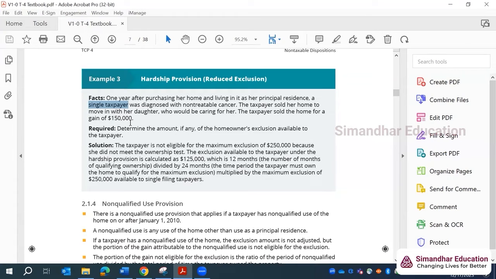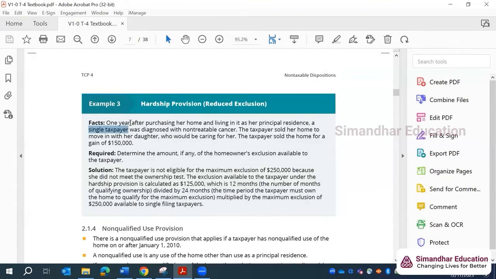If they have a gain of $150,000, will there be any gain recognition in the transaction? There will be no gain recognition because the exclusion amount is much bigger than the actual gain that they have reaped out of this transaction. So remember that whenever you read a question which is coming from the hardship provision or from this topic, identifying the filing status of the taxpayer is very important because based on that, your calculation is going to change.